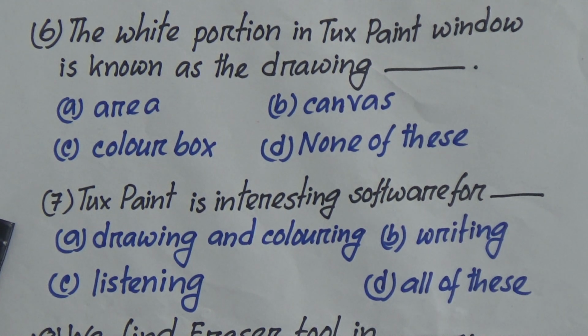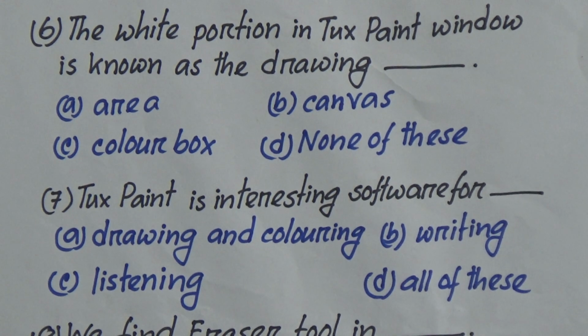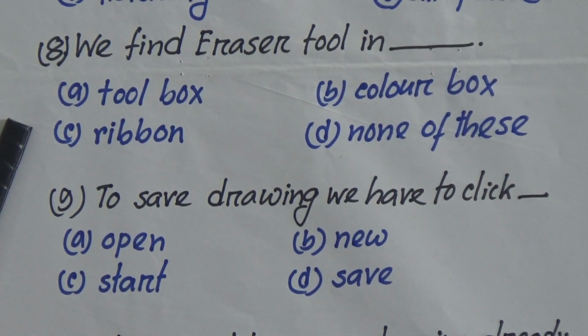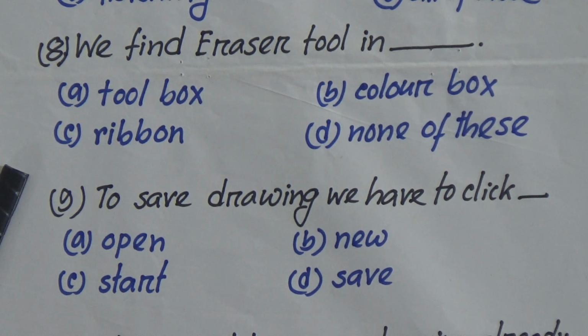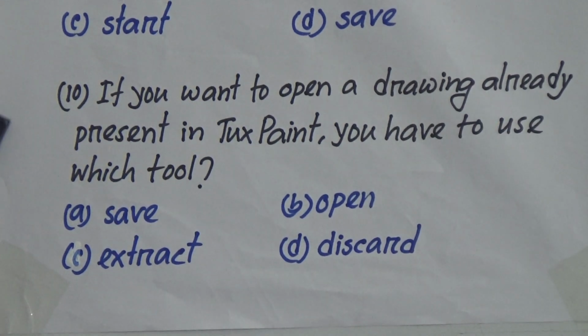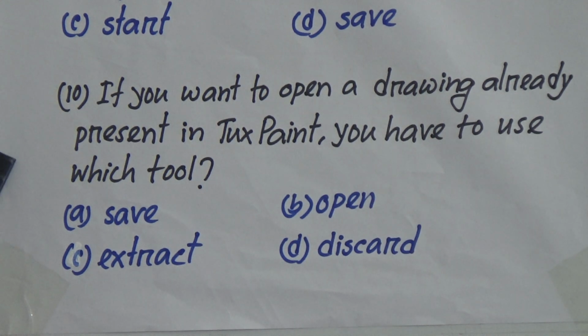Task Paint is interesting software for: A, drawing and coloring; B, writing; C, listening; D, all of these. Number 8, we find the eraser tool in: A, toolbox; B, color box; C, ribbon; D, none of these. Number 9, to save a drawing we have to click: A, open; B, new; C, start; D, save. Number 10, if you want to open a drawing already present in Task Paint, you have to use which tool? A, save; B, open; C, extract; D, discard.